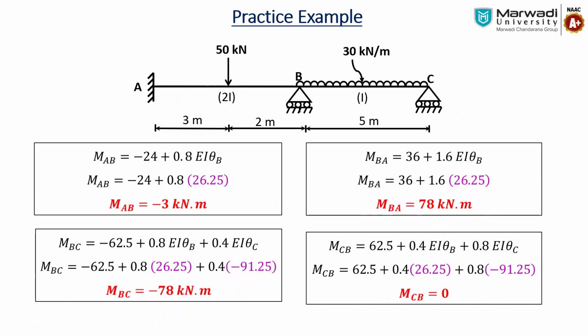In that also we are doing the end correction first, so MCB is 0 in that case also, and at the end whatever summation we are doing, the moments at BA and BC will be equal and opposite in sign. So there is a way we can cross check the answer. Now based on the sign we can put the moment in our actual beam. So here -3 indicates anti-clockwise direction, 78 clockwise, -78 anti-clockwise, and 0 is 0.